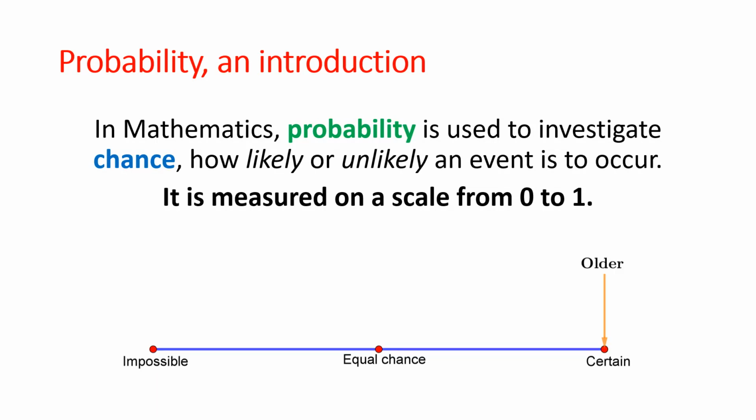Things like getting older is certain to happen. Getting heads when we flip a coin, the theoretical probability says it's an equal chance. And winning Lotto, very, very close to impossible.